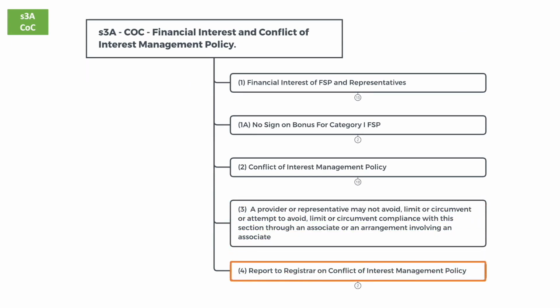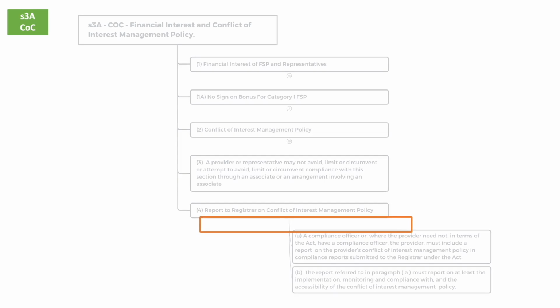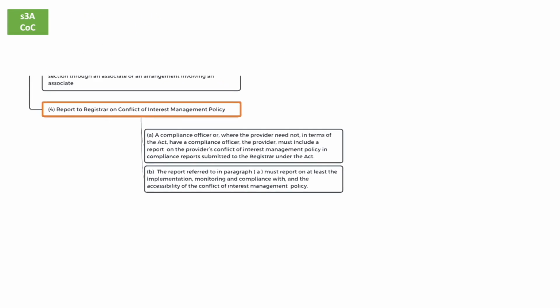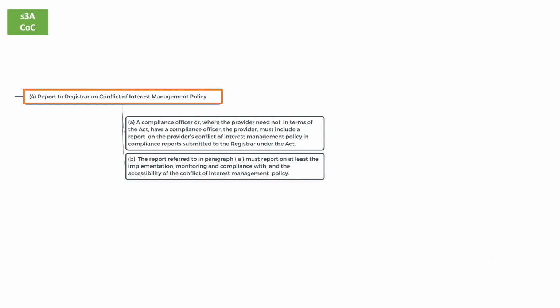Section 3A, paragraph 4, covers the report to the registrar, also known as the commissioner, on the conflict of interest management policy. Subsection 4, paragraph A states, a compliance officer must include a report on the provider's conflict of interest management policy in the compliance report that will be submitted to the registrar or commissioner as required under the Act.